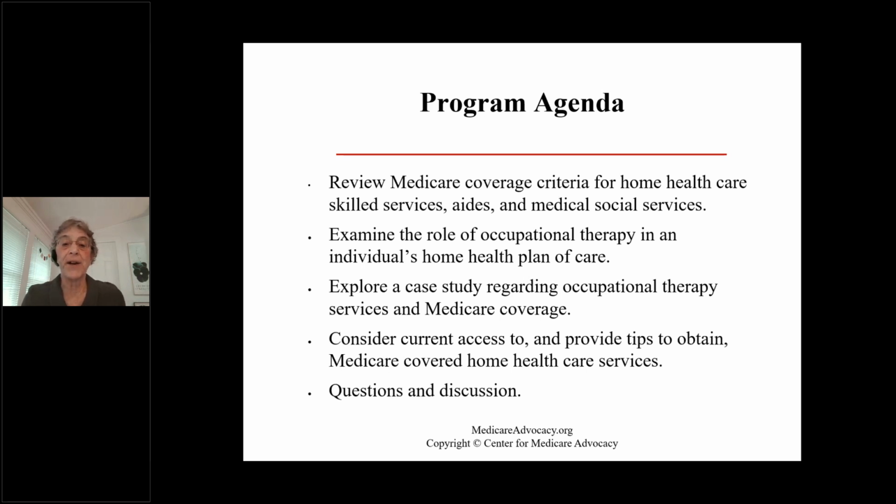We will review the Medicare coverage criteria for home health care, skilled services, aides, and medical social services. Then we'll move on to examining the role in particular of occupational therapy in an individual's home health plan of care, explore a case study regarding occupational therapy services and Medicare coverage, and consider current access to and provide tips to obtain Medicare coverage for home health care services, which, as I'm afraid too many of you may know, is not always easy. Then we hope to have time for questions and discussion.